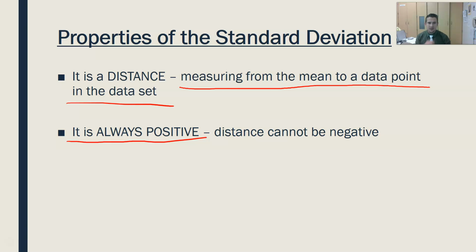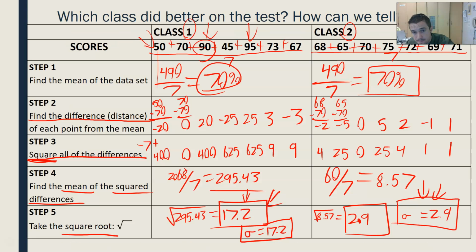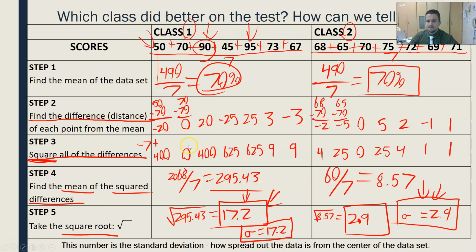If we go back to the process we followed to find the standard deviation, remember I took all those differences and then I squared them so that they all became positive. A standard deviation will always be positive because a distance cannot technically be negative. So, some properties of standard deviation that will be helpful in the upcoming sections.